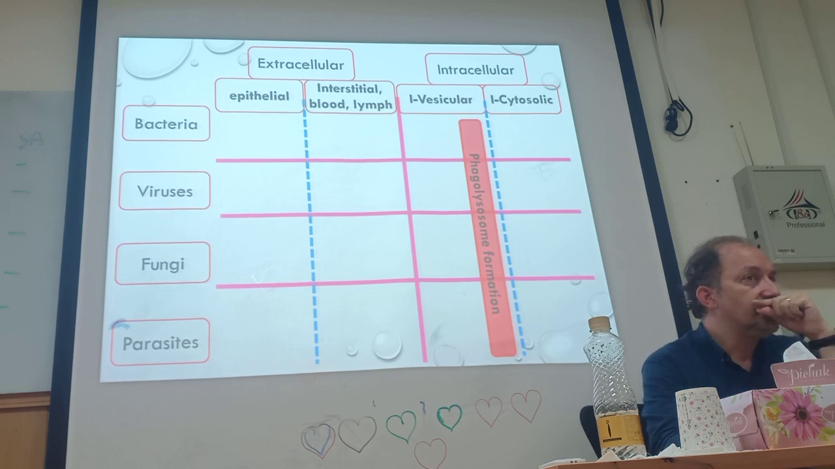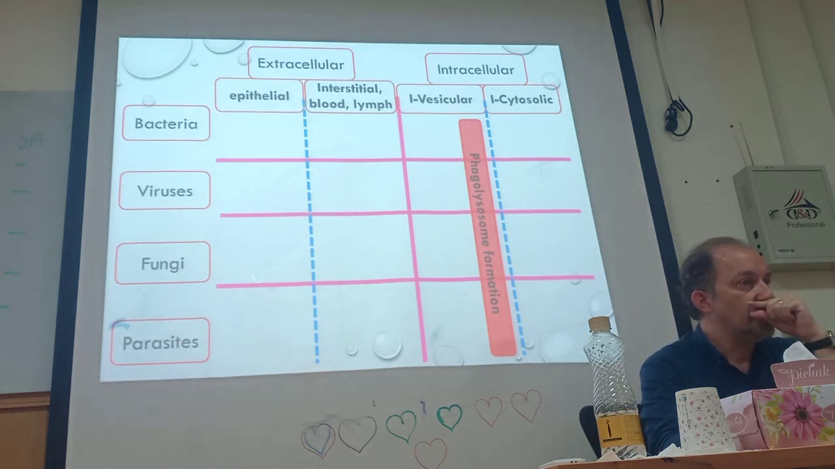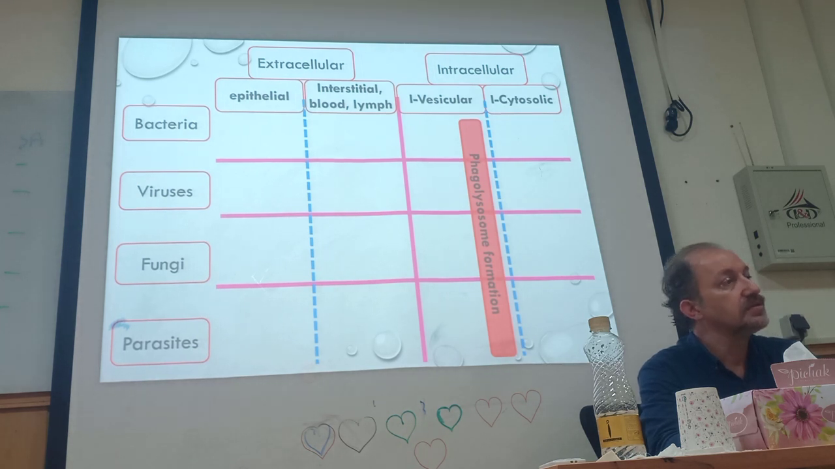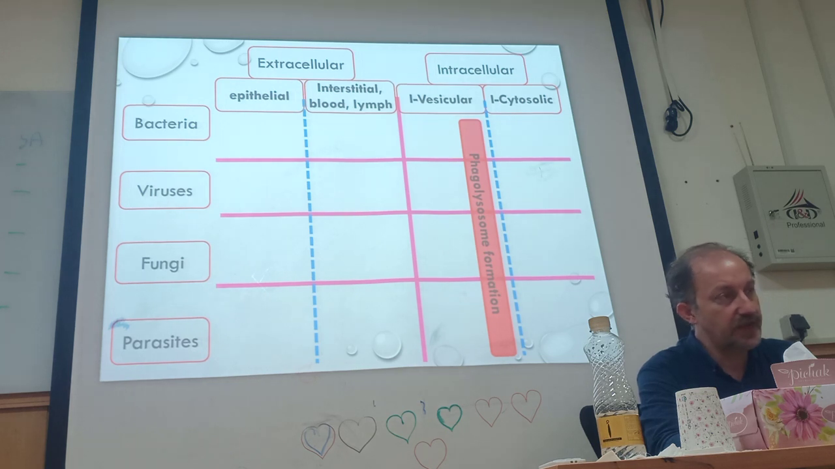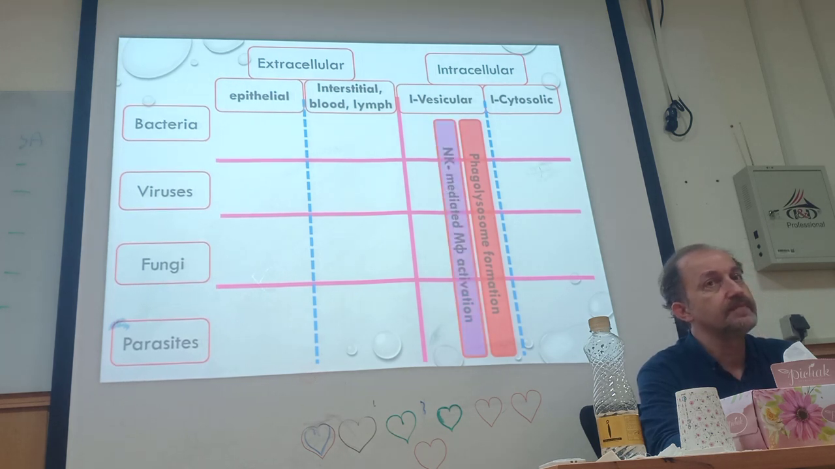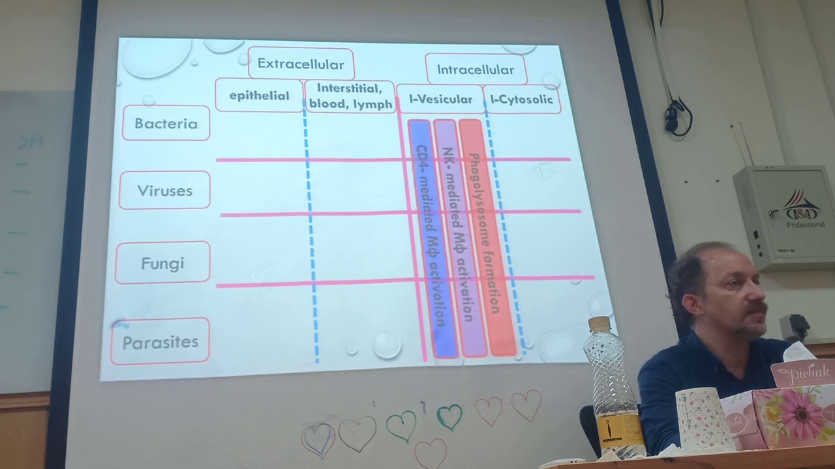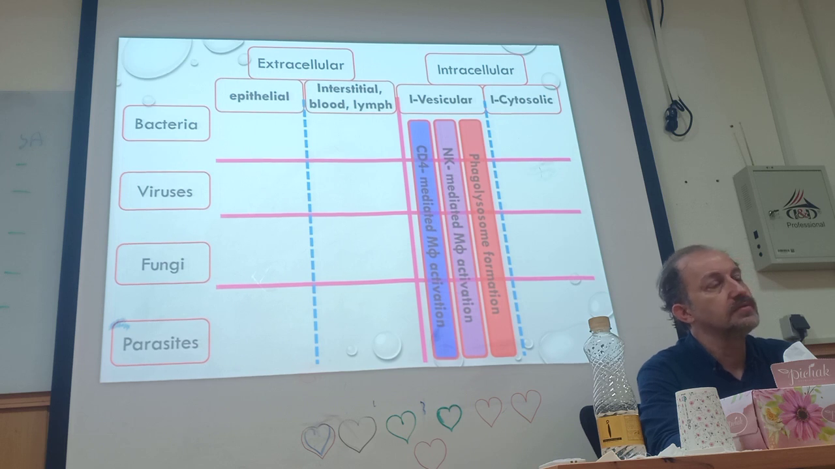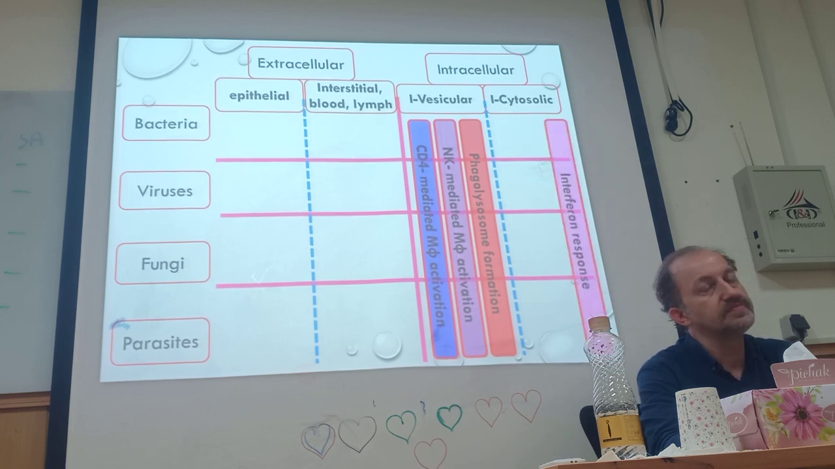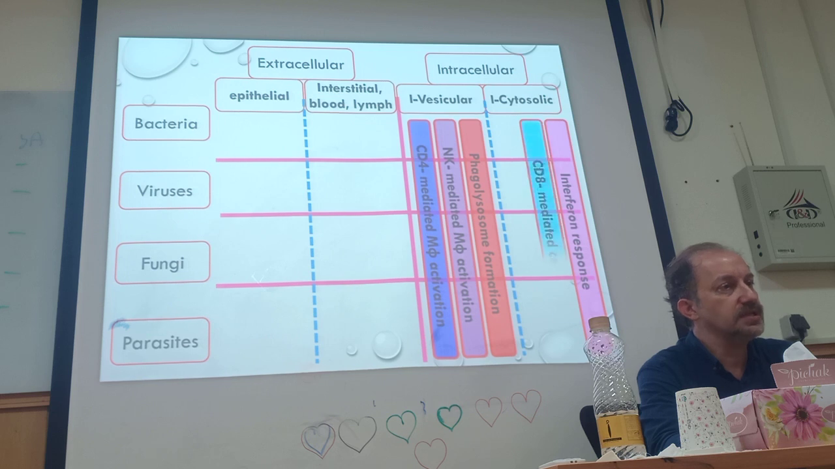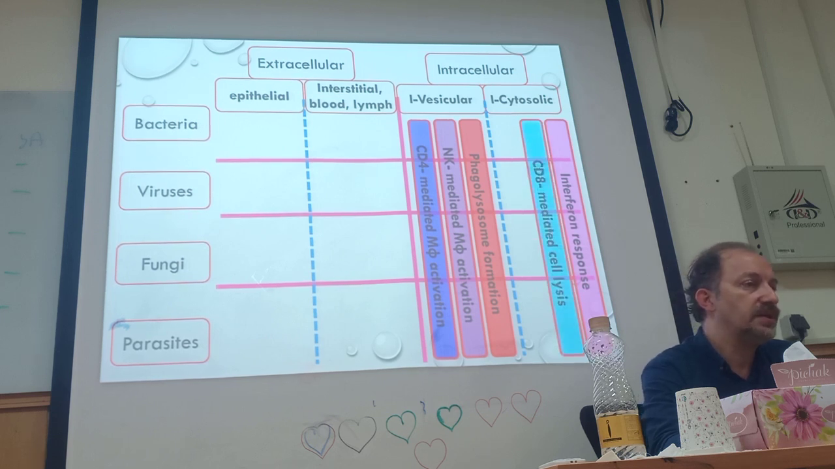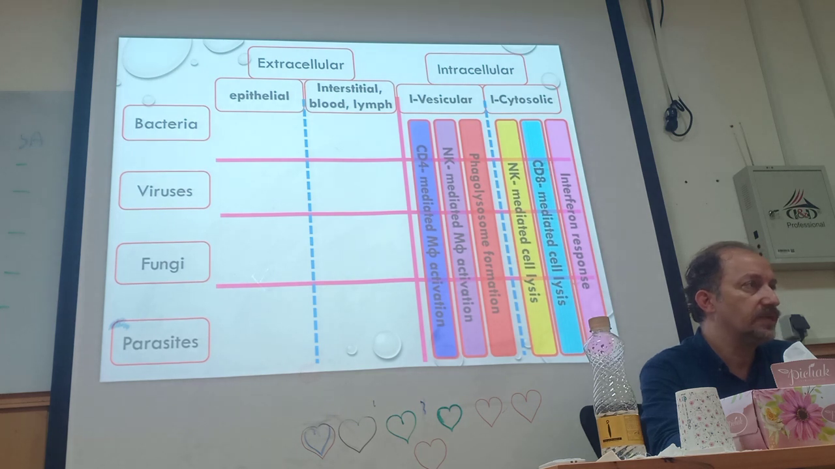So let's continue with the intracellular. I mentioned intravesicular: we have phagolysosome formation. Then what was the second step? NK mediated macrophage activation. And the third one? CD4 TH1 mediated macrophage activation. So this is the mechanism. And what about the cytosolic? Interferon response, CD8 mediated cell lysis, and NK mediated cell lysis. Okay, so this is about the intracellular.